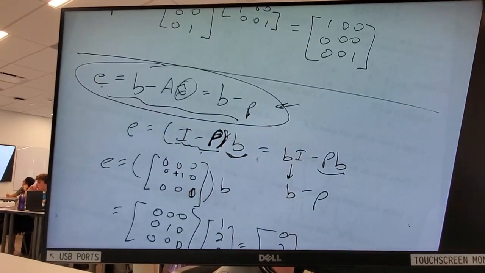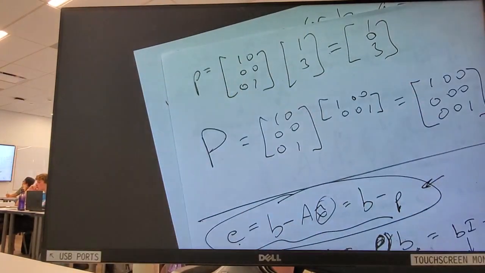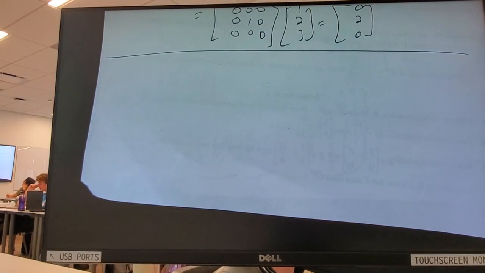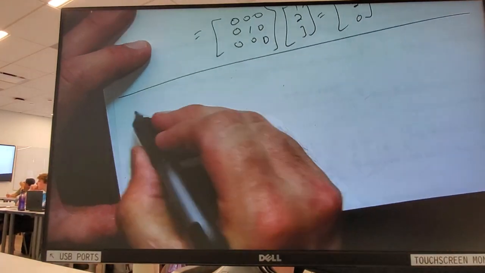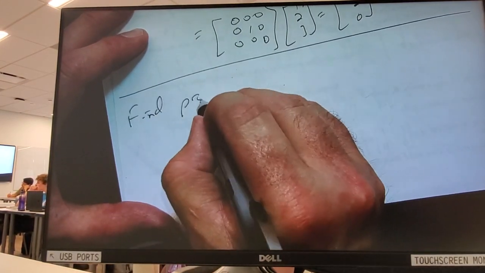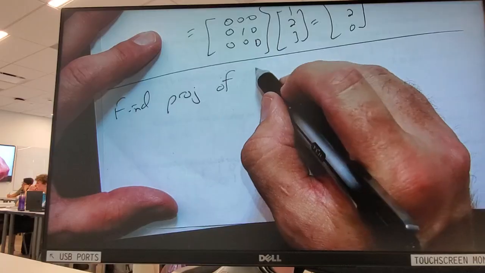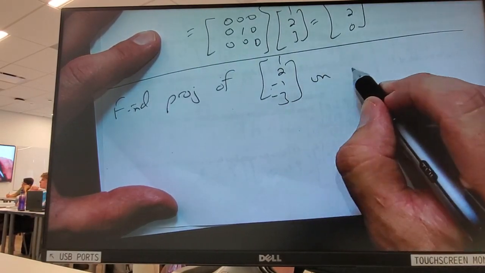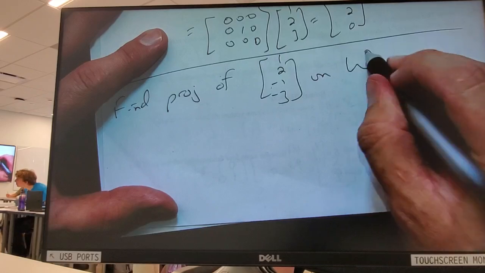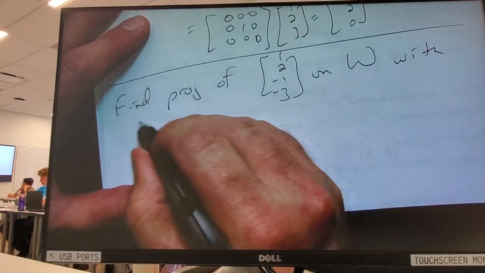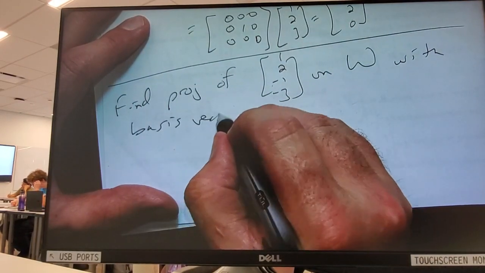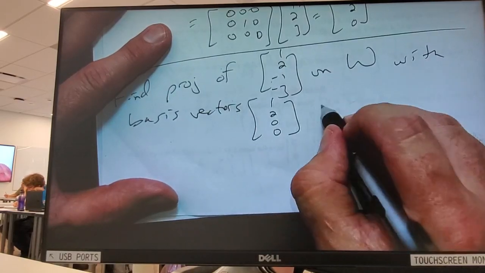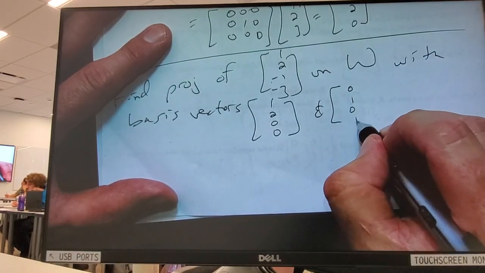Run out of paper. There we go. I got more paper. Okay. So let's do this example. I want to find the projection of 1, 2, negative 1, negative 3 on W with basis vectors 1, 2, 0, 0, and 0, 1, 0, 1.